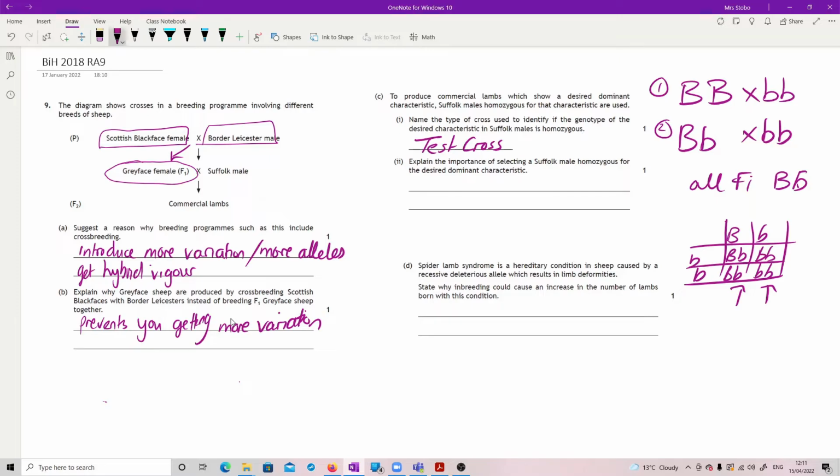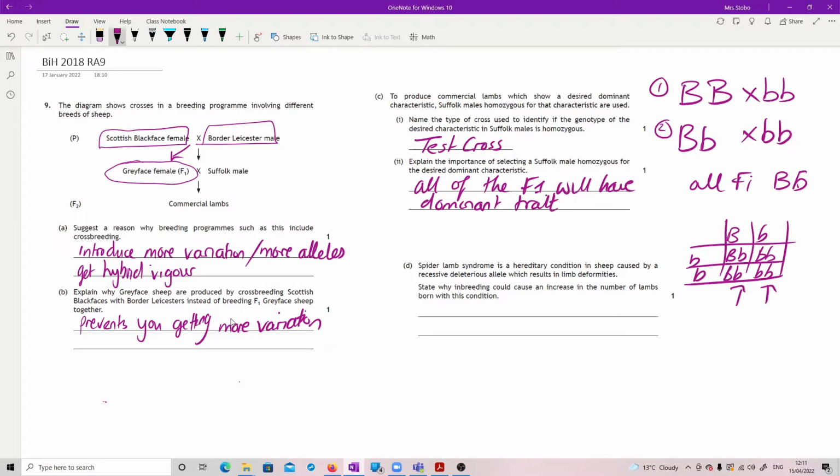Explain the importance of selecting the male homozygous for the desired dominant trait characteristic. If they're homozygous, all of the F1 will have the dominant trait. Okay.